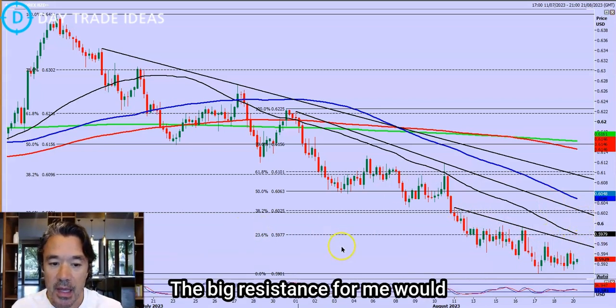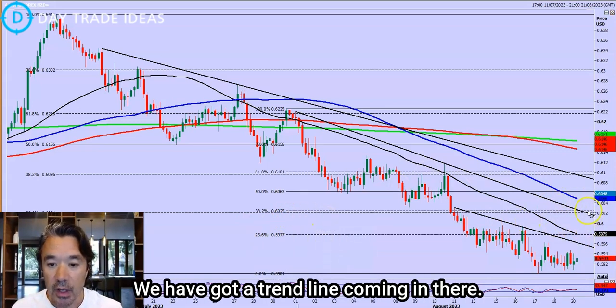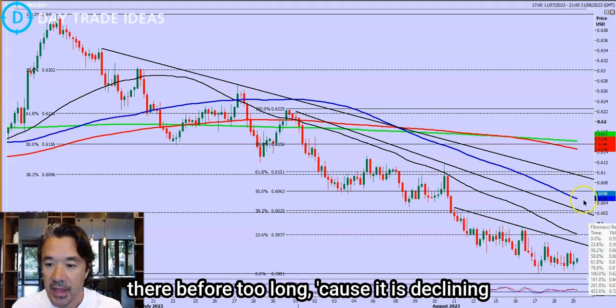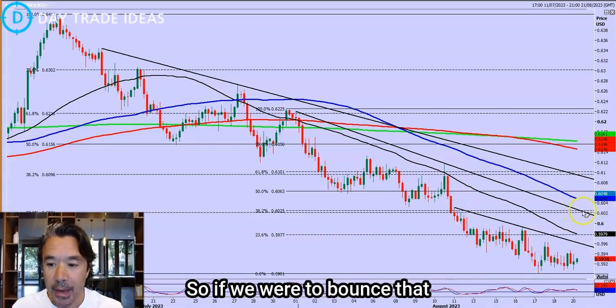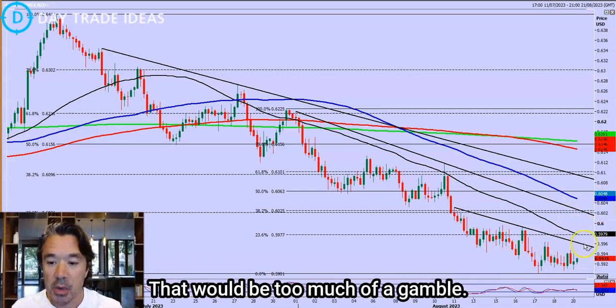The big resistance for me would be at the 60.20, 60.25 area. We have got a trend line coming in there. We will have the 100 period moving average there before too long because it is declining at quite a rapid rate, currently at 60.48. So if we were to bounce that far, and I'm not ruling it out, I would not suggest a long position. That would be too much of a gamble.